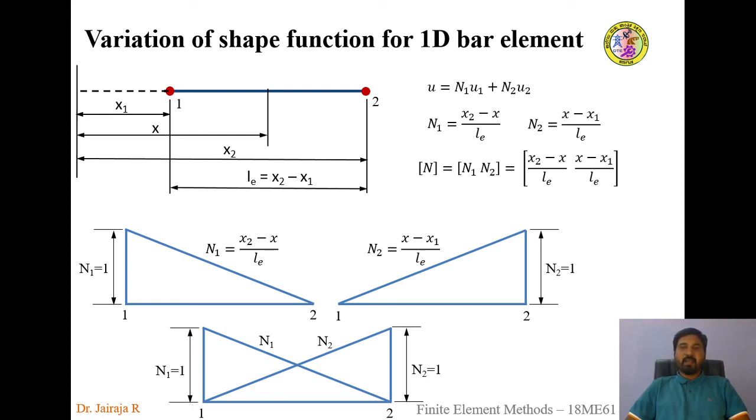The same concept can be adapted to derive the shape function for 2D elements, like the simple 3-noded constant strain triangle, or we can also derive the shape function for the 4-noded quadrilateral element.